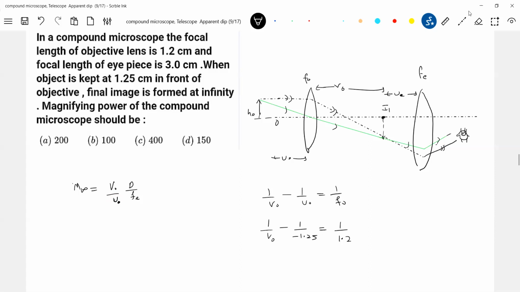So in the compound microscope, V naught is what has to be determined. U naught will be given. V naught has to be calculated. Please do remember this. Nothing big. I'll go for the next one.